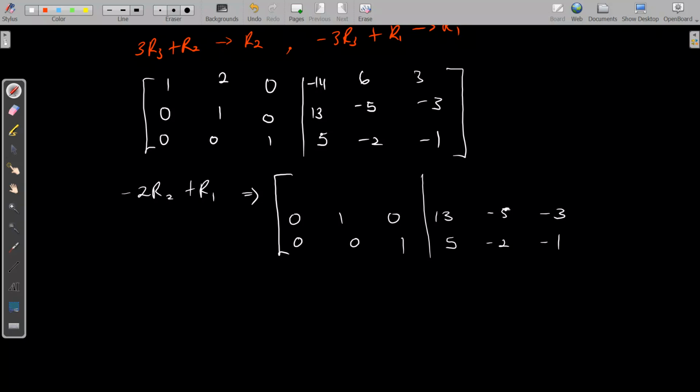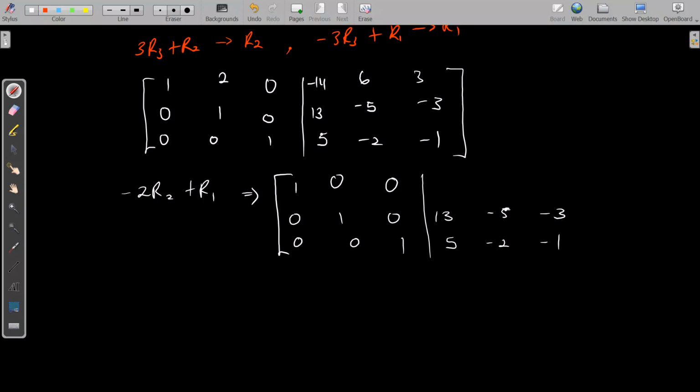So the last one, row 1, is going to transform, like I said, with negative 2 times row 2. And so negative 2 times 0 plus 0 is still 0. So that part is still 0 here. Negative 2 times 1 is negative 2 plus 2 is 0. I'm going to have 0 here. Negative 2 times 0 is 0 plus 1 is 1. So I have the identity matrix on this side.